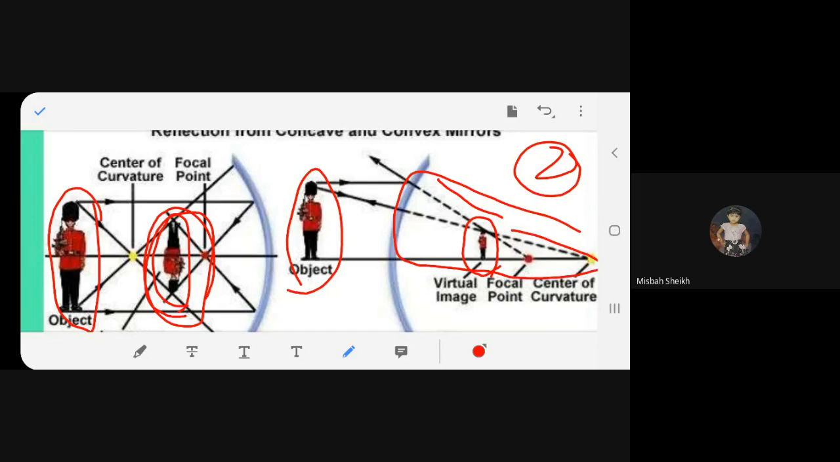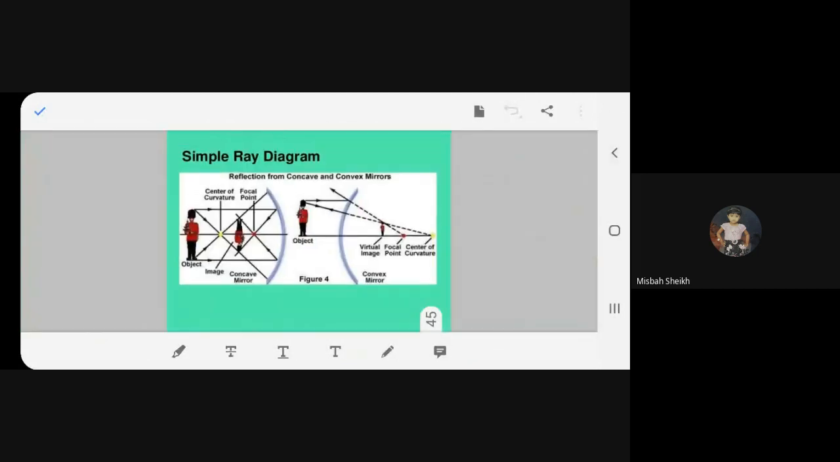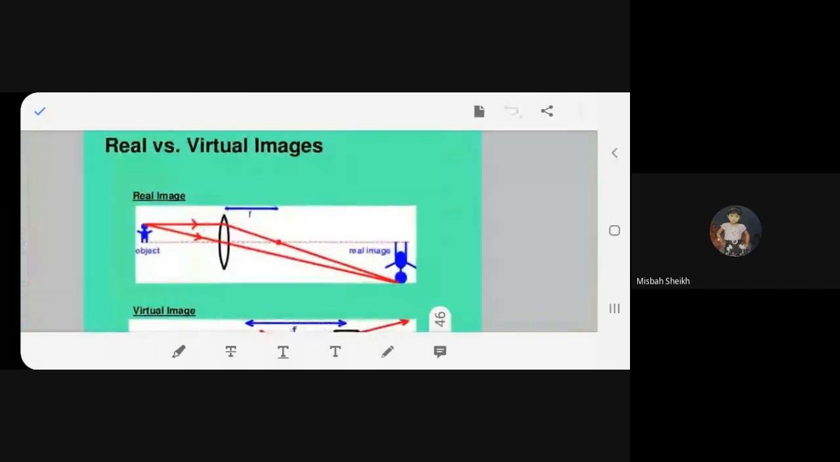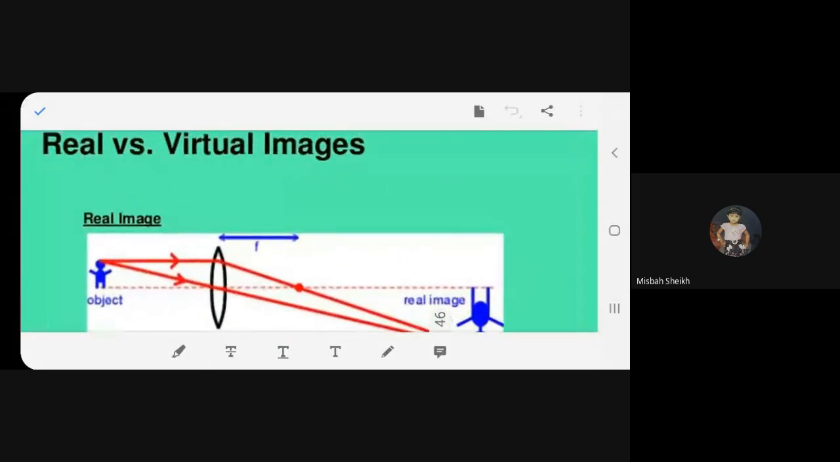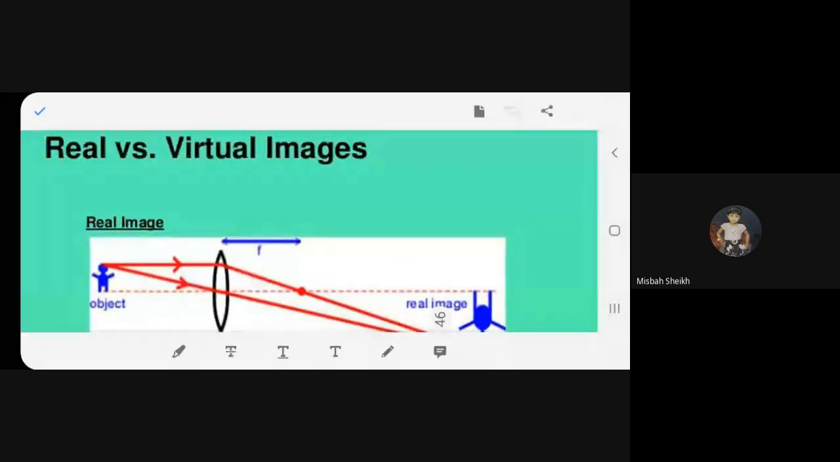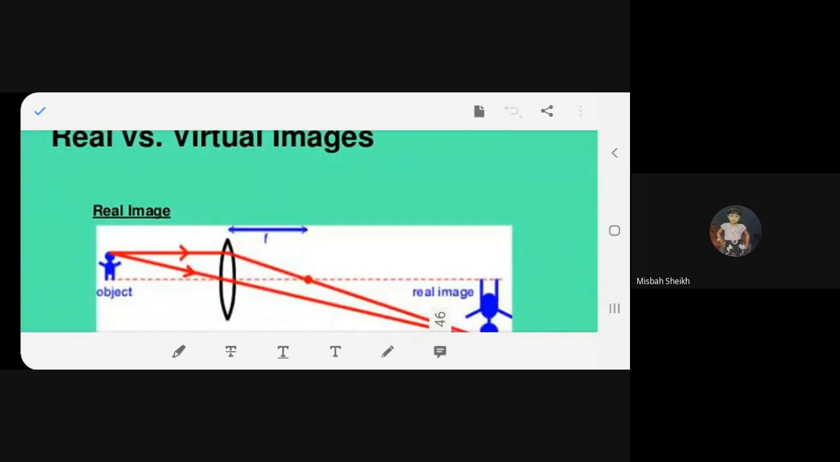I'm just showing you the comparison between the convex and the concave mirror. You understand? Yes, ma'am. You have to just mug it up. Okay? You have to learn it by heart. So we'll see what is the actual real image and what is virtual image. Is it clear? Yes, ma'am.